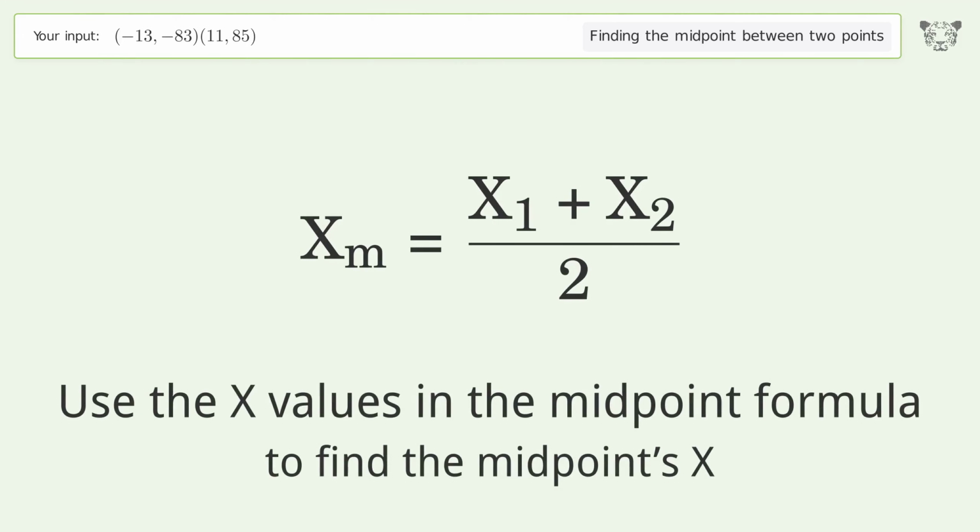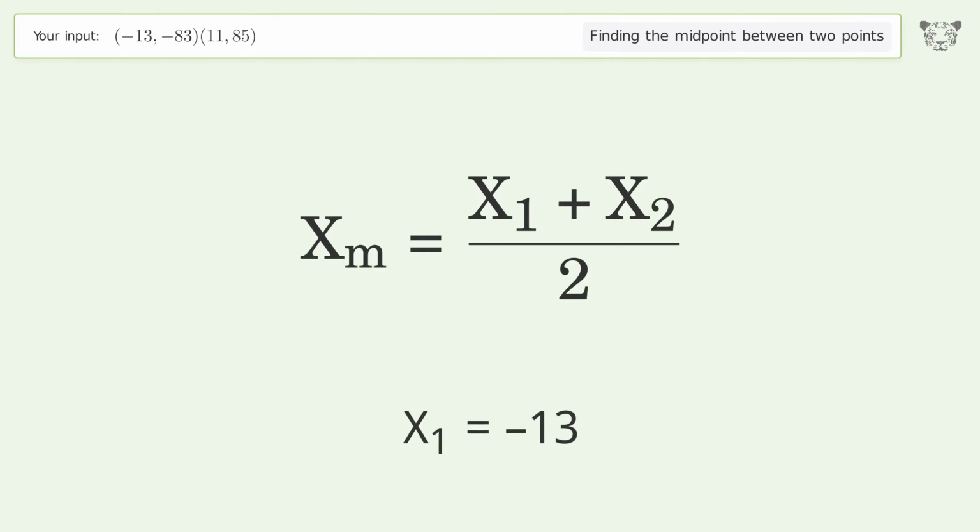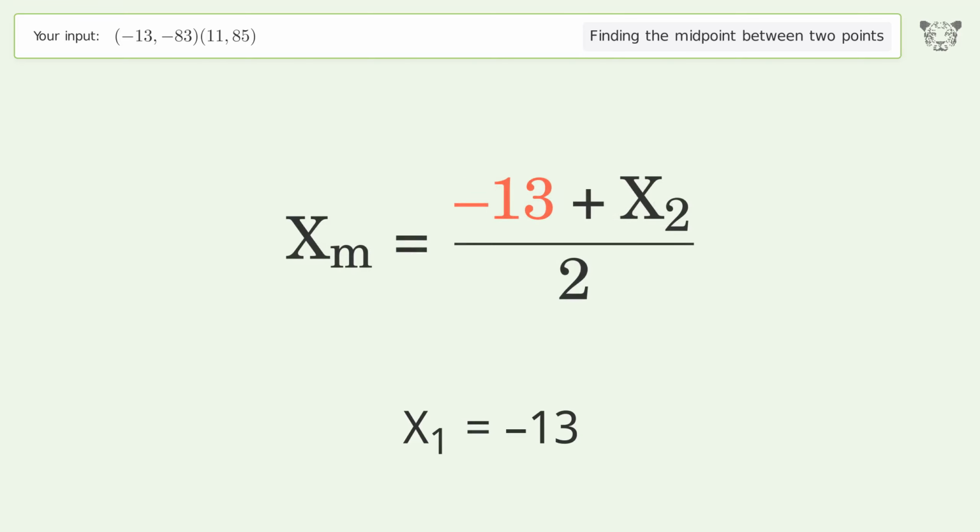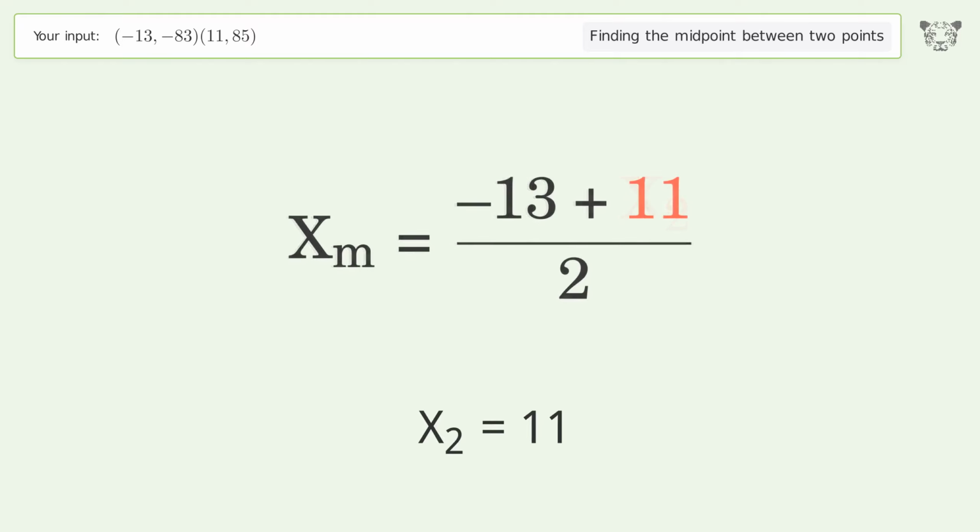Use the x values in the midpoint formula to find the midpoint's x. x1 equals -13. x2 equals 11. Simplify the arithmetic.